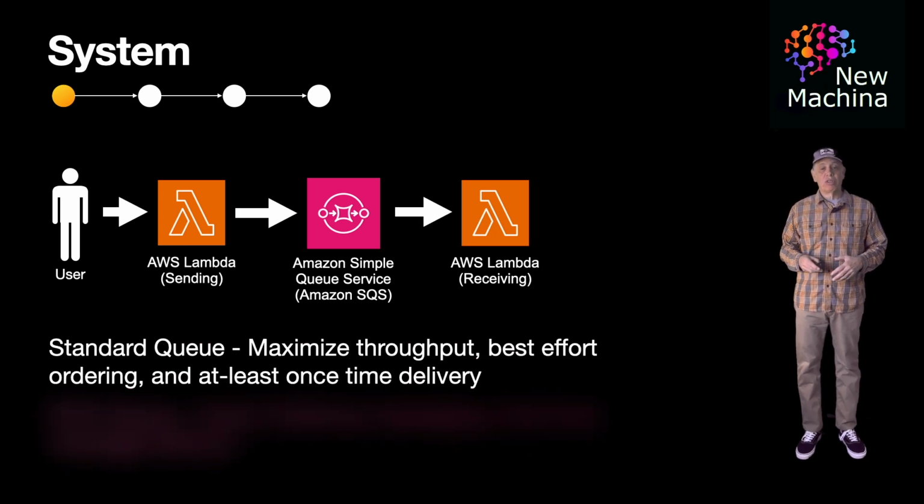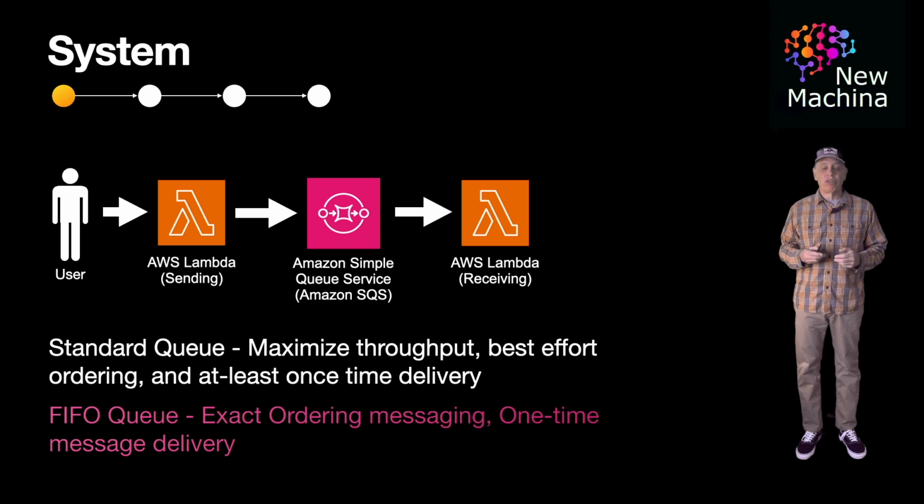The second type of queue is a FIFO queue. FIFO standing for first in, first out. FIFO queues have less throughput than standard queues, but guarantee message ordering and one-time message delivery. For both standard and FIFO queues, they can be configured to persist messages for up to 14 days.